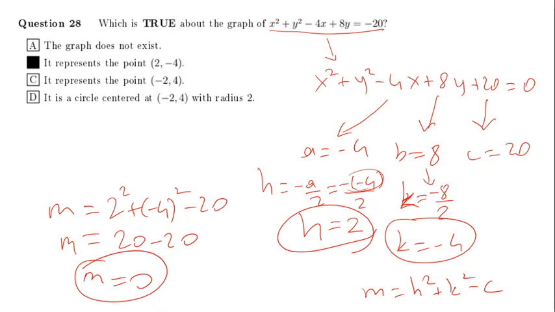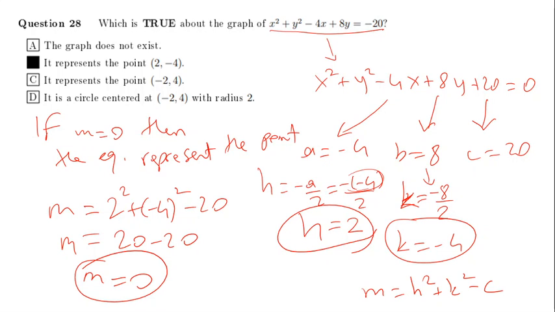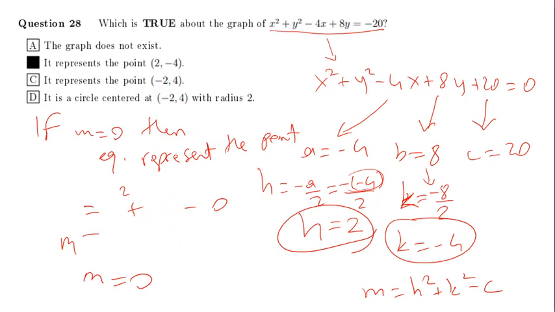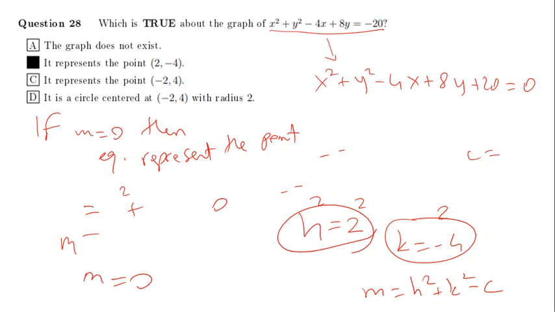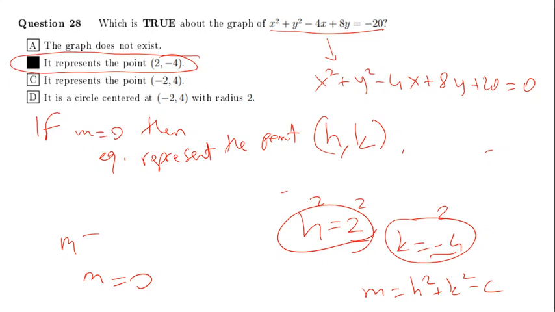If m is equal to 0, then the equation represents the point (h, k). What is (h, k)? It is (2, -4). So it represents the point (2, -4).